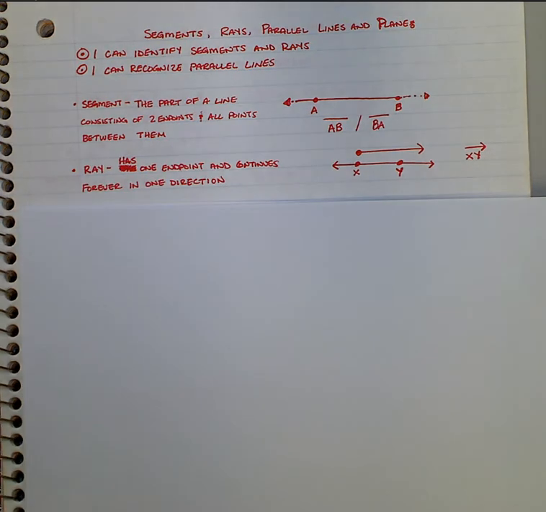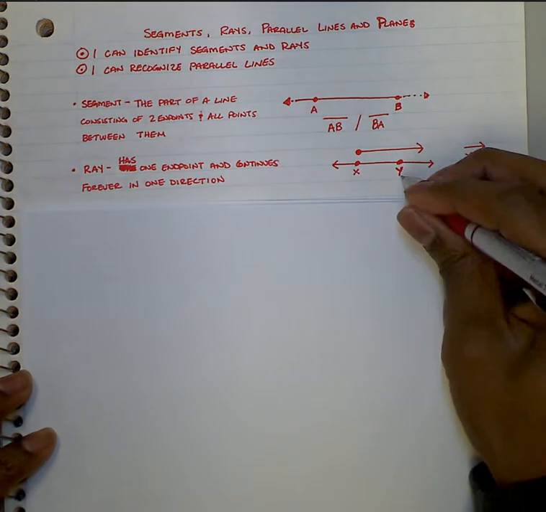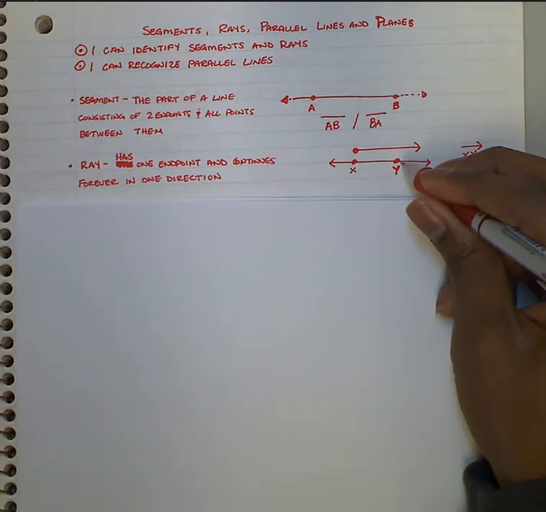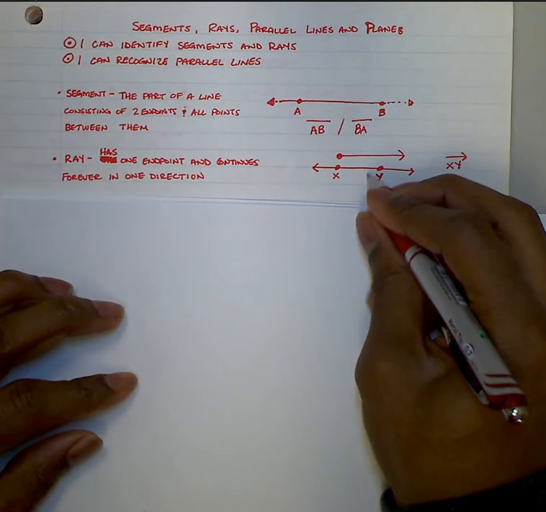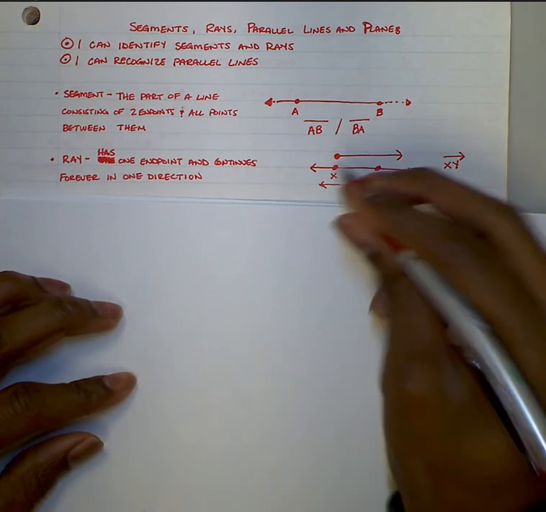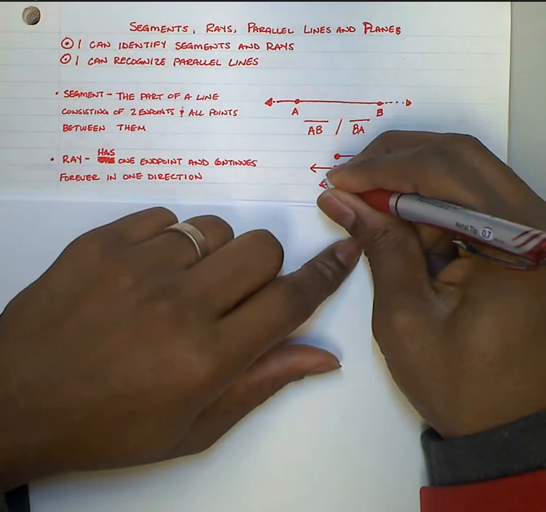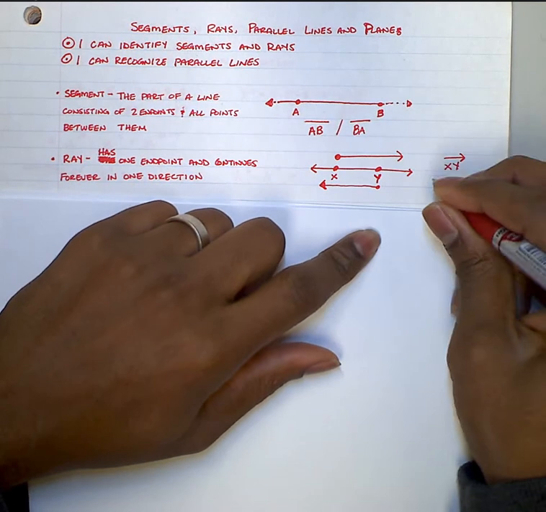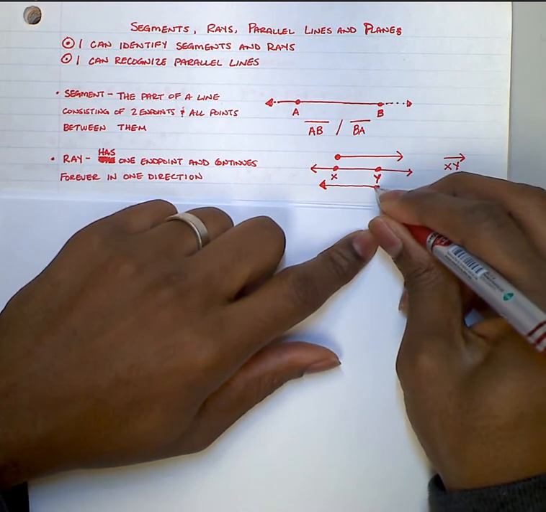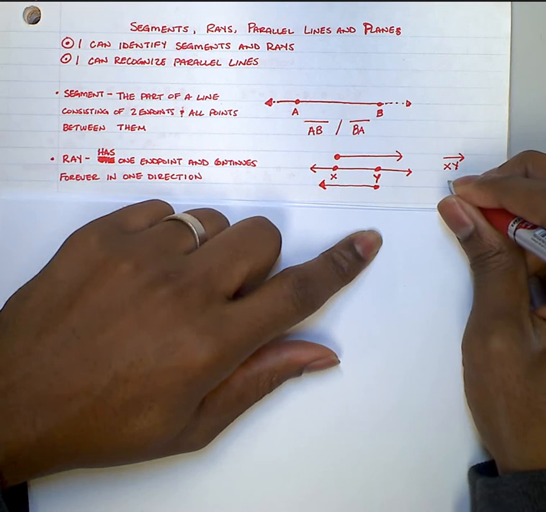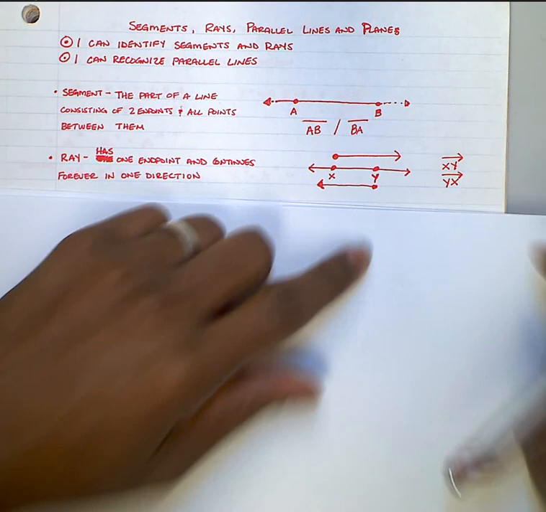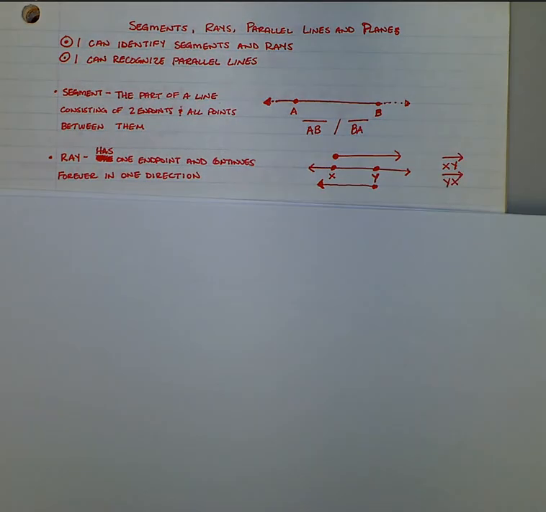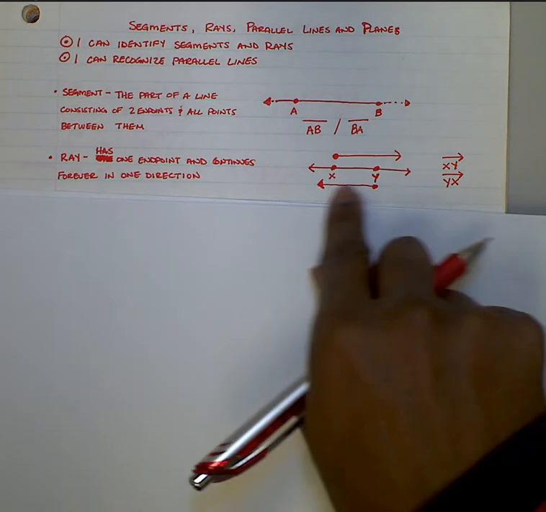If I said ray YX, starting again with the endpoint, and it's going forever in X's direction. Now this is tricky. Well, not really tricky, but this is the rule. If I say ray YX, it starts at Y and continues on forever in X's direction, I'm still going to write it like YX. And notice my ray still continues this way. When I'm referring to it, my ray will always look to the right. It will always go to the right, no matter which direction it actually goes in real life.